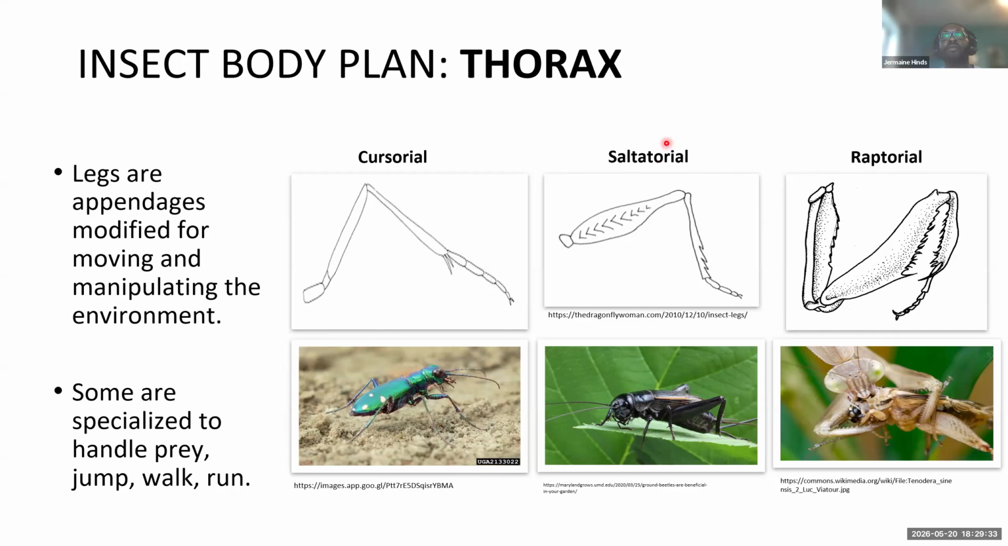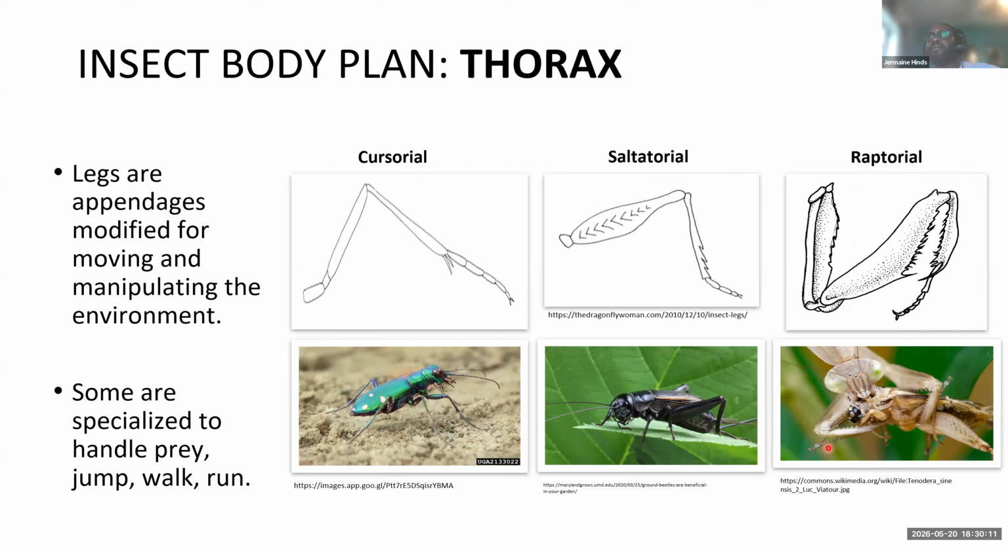Next is saltatorial. Saltatorial means jumping legs. That's common on your crickets, katydids, grasshoppers, those kinds of things. You see they have this powerful, muscular femur that they use to spring away from predators and jump away. Next up is the raptorial. Raptorial means grasping. On the praying mantis, they have this sort of ragged hinge of an arm, and they can pincer their prey and hold it and prevent it from getting away.